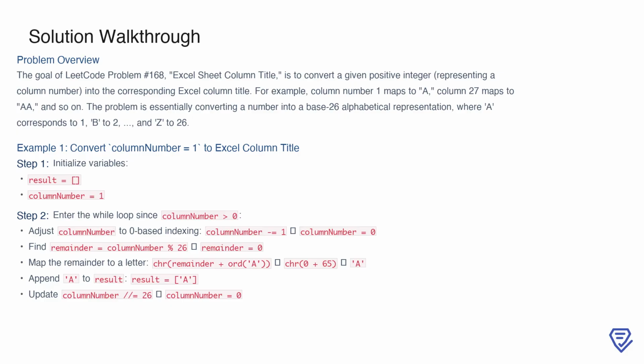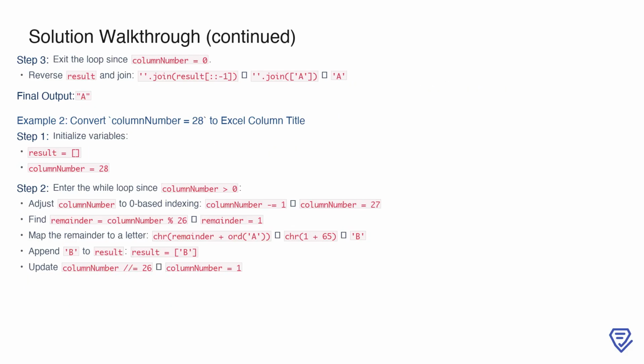Next, we calculate the remainder by taking column number modulo 26. This remainder tells us the letter to append. In this case, the remainder is 0, which maps to a because it corresponds to 0 plus the ASCII value of a. We append it to the result list. Finally, we update column number by performing integer division by 26, which reduces it to 0, preparing to exit the loop. Once column number becomes 0, we exit the loop.